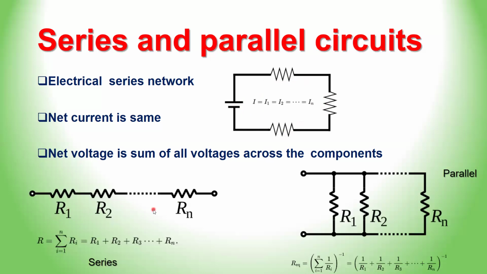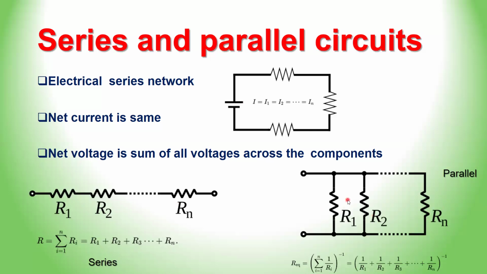Now here is an example where the resistors are shown connected in series: R1, R2, up to the nth resistor. In analytical form, we can write it this way. The equivalent resistance of this network of series-connected resistors is equal to the sum of all the resistances, starting from i equal to 1 to the nth value. That is R1 plus R2 plus R3 up to Rn. So the total resistance is the sum of all the resistances present in the network.